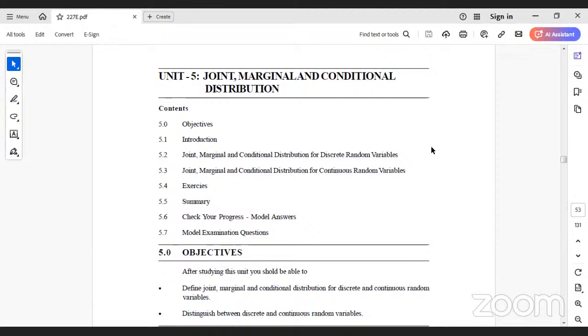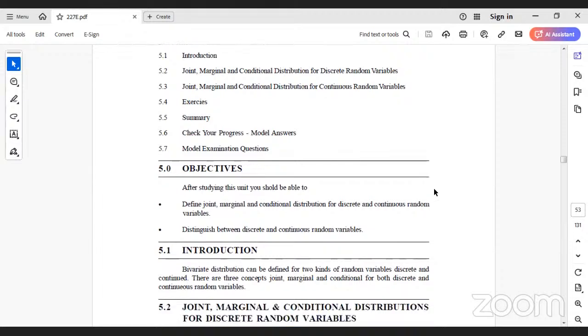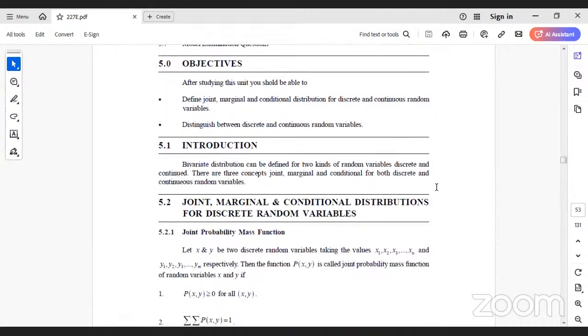Joint, marginal, and conditional distributions for discrete random variables, and joint, marginal, and conditional distributions for continuous random variables. We will discuss two topics today: one is discrete random variables and one is continuous random variables. Here we define joint, marginal, and conditional distributions for discrete and continuous random variables, distinguishing between the two. A bivariate distribution can be defined for two kinds of random variables, discrete and continuous.